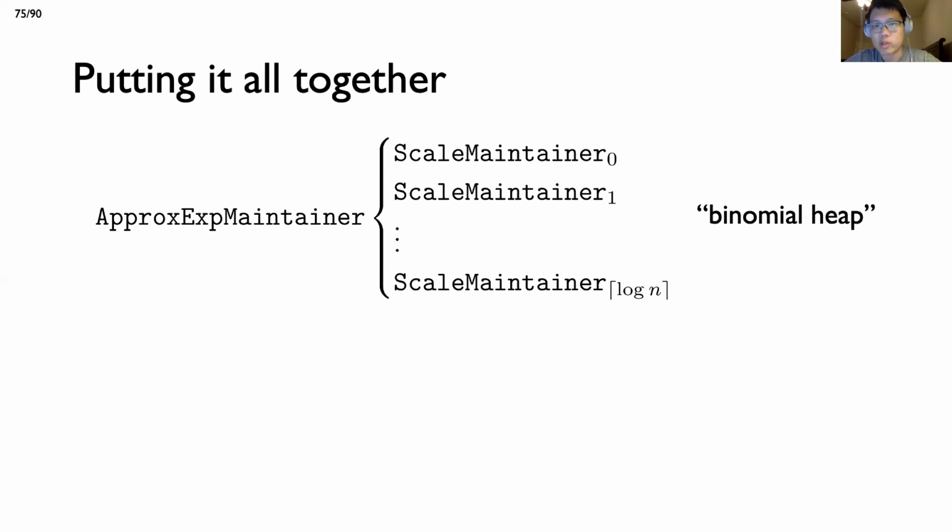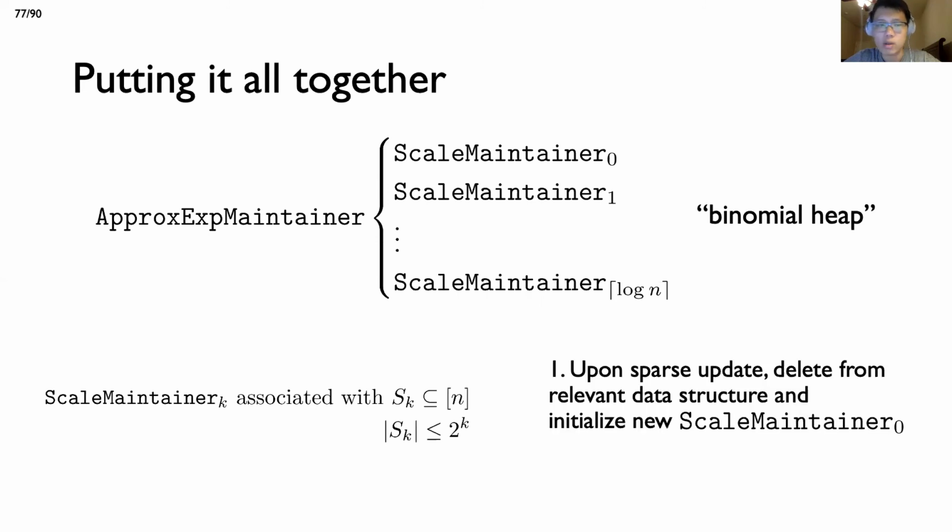Our final data structure uses the same tricks as in binomial heaps, keeping track of log many scale maintainer instances of different sizes, which all get updated every iteration. The rank k scale maintainer is associated with some subset of coordinates with size at most 2 to the k. So, to implement dense updates, we just increment all data structures. For sparse updates, we delete a coordinate from its current data structure and make a new rank 0 data structure. Finally, we merge any data structures of the same rank, ensuring this doesn't hurt our amortized complexity too much, and that's the entire implementation. Yujia will now describe our applications and conclude the talk.